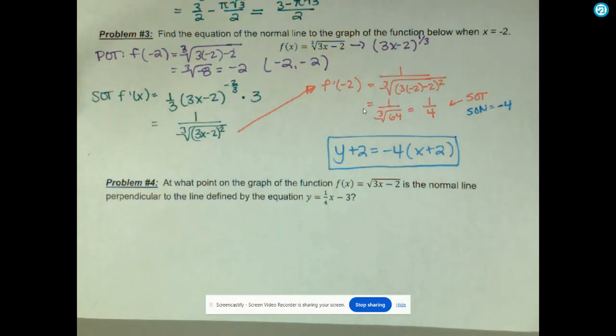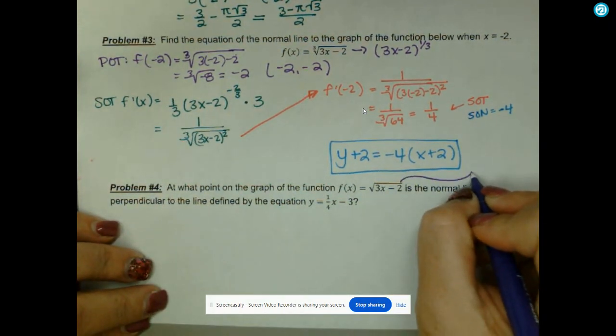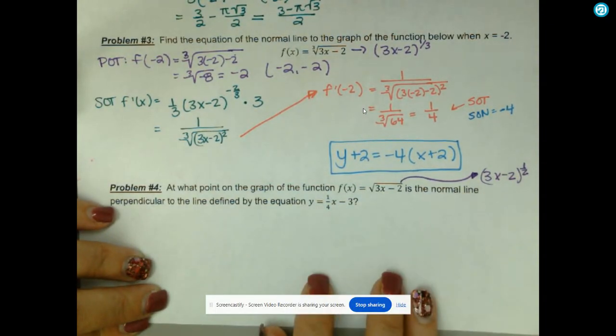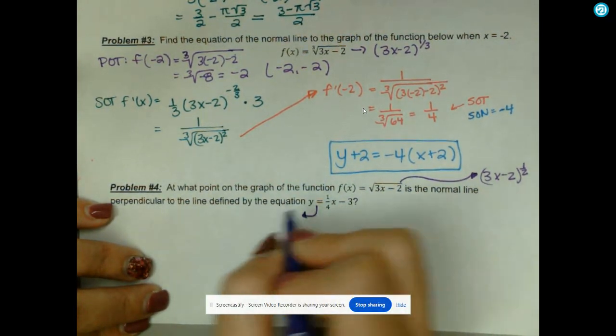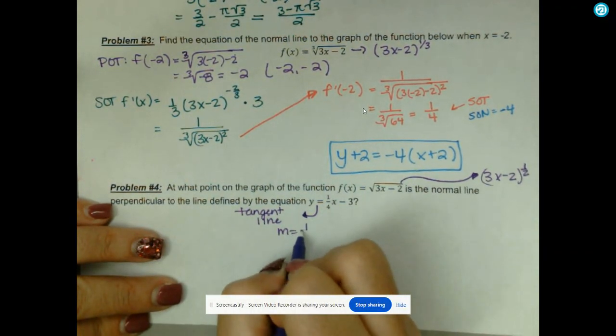All right, last one. At what point on the graph of the function f of x equals the square root of 3x minus 2 is the normal line perpendicular to the line defined by the equation y equals 1/4 x minus 3? Okay? All right, so the first thing that we see here is, I'm going to rewrite this, oh, a different color, sorry. Okay, so remember this right here is ultimately (3x minus 2) to the 1/2 power. Okay? All right, so this right here is just the equation of our tangent line. So our slope is 1/4.